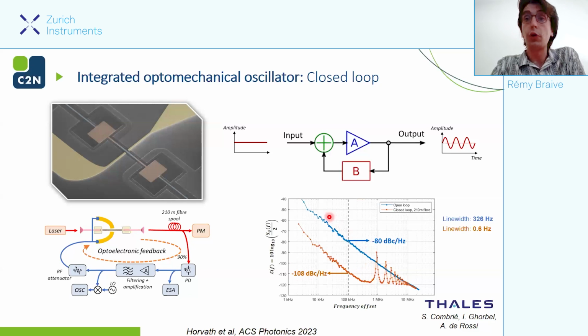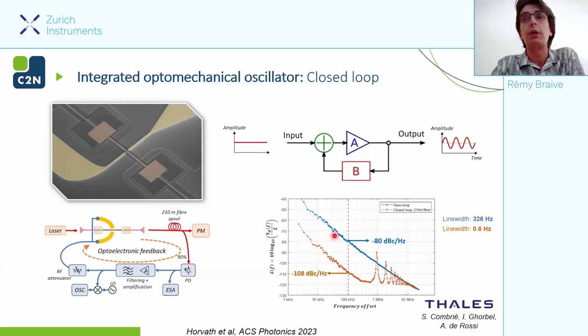So if we do so, you have this kind of performances. In blue, it's when the loop is open. This is more or less the same performances I showed you just before. We have somehow minus 80 dBc per hertz. And when we put this optoelectronic feedback loop on, we reduce the phase noise at this given frequency by something like almost 30 dBc per hertz over a large range of offset frequency.